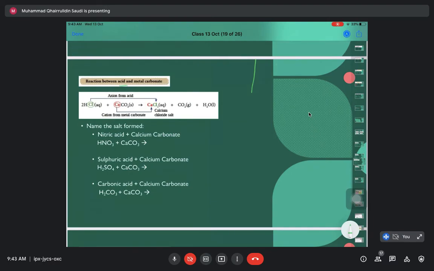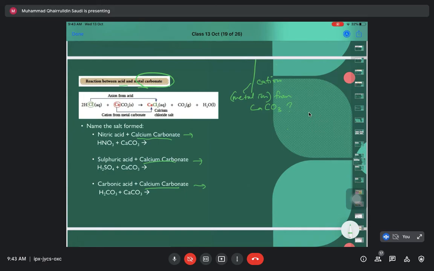Acid dengan metal carbonate. Katalah our metal carbonate is calcium carbonate. So what is the metal ion from calcium carbonate? What is metal ion from calcium carbonate? Metal ion is the cation. So what is our cation from calcium carbonate?